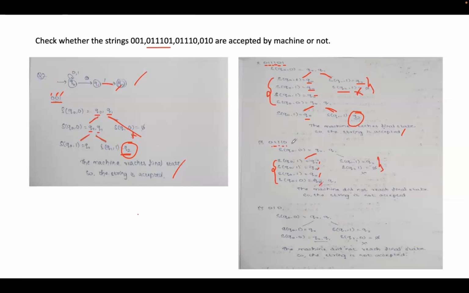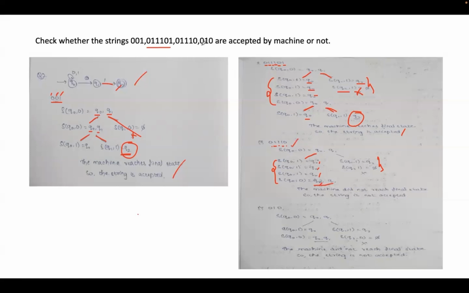There is no 1 at the end. So that's the only difference. So you can see after reading the 0, this machine is staying in Q0, Q1, but both of them are not final states. Q2 is a final state. So here we can say that the string is rejected by the automata.